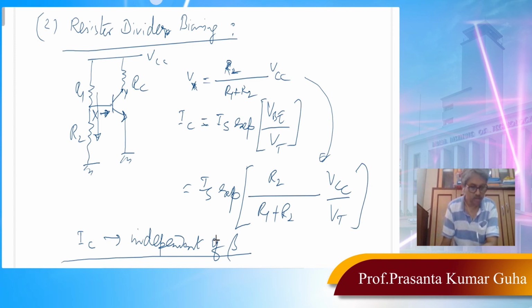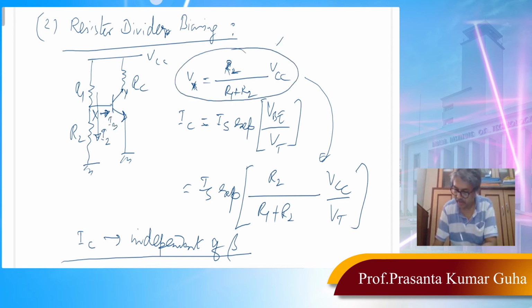Now, if this assumption is not valid, say this current is I2 and this is IB, then we are writing this assuming that I2 is much greater than IB.